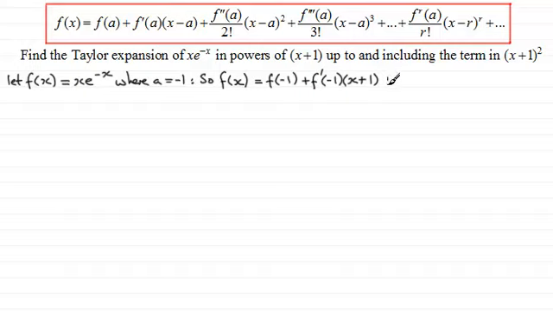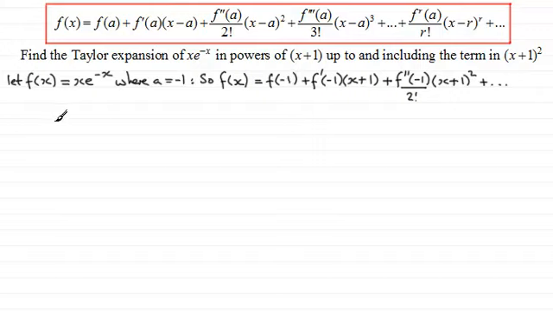And for the next term, that will be the second differential of f of x, where x is equal to minus 1. We divide this by factorial 2 and multiply it by x minus a, x minus minus 1. So that'll be x plus 1, and that is all squared. There'll be other terms, even though we are going up to the term in x plus 1 all squared. So what we need to do is start to work out some of these values in these terms.